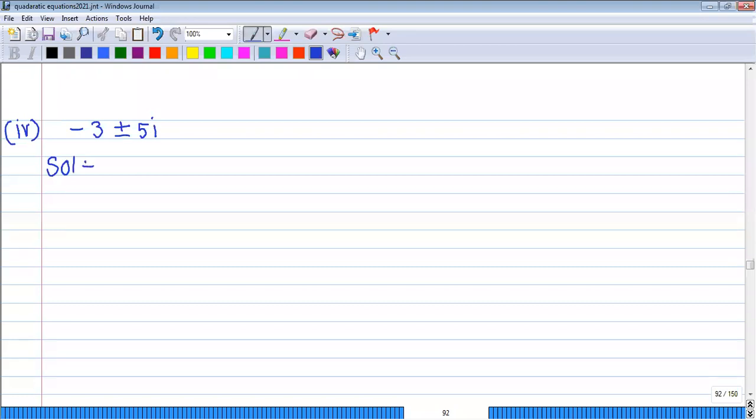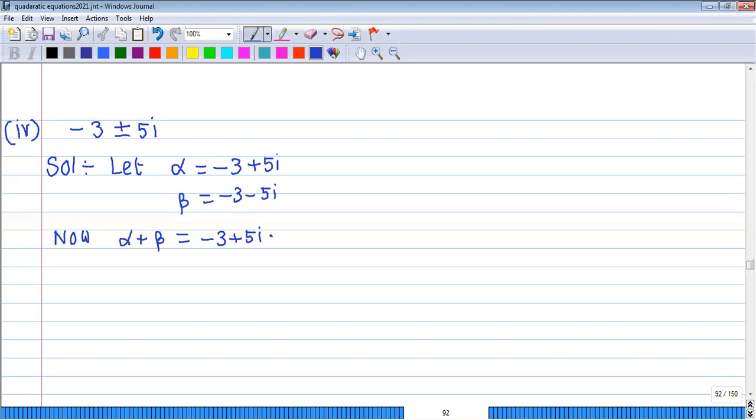Solution. Let us say alpha is equal to -3 plus 5i, beta equals -3 minus 5i. Now first let us find out the sum of the roots. Alpha plus beta is -3 plus 5i plus -3 minus 5i. Plus 5i minus 5i cancel. We have -6.